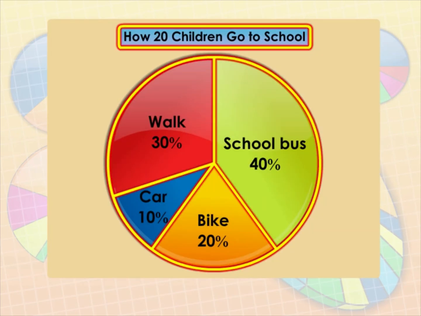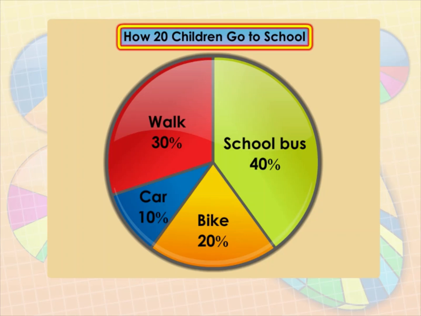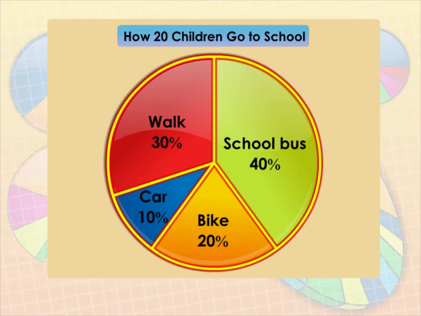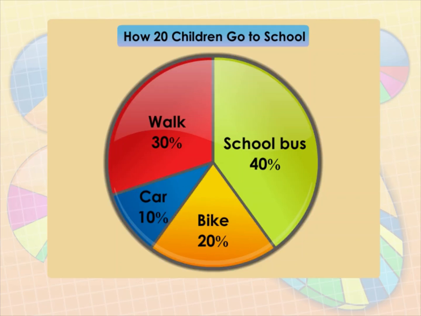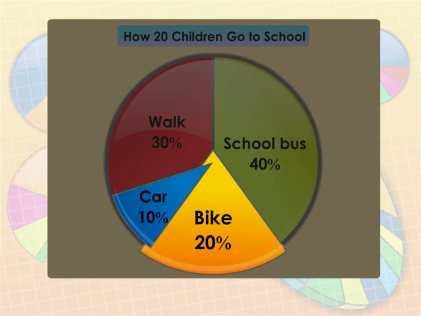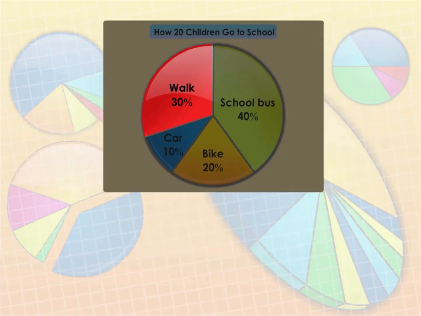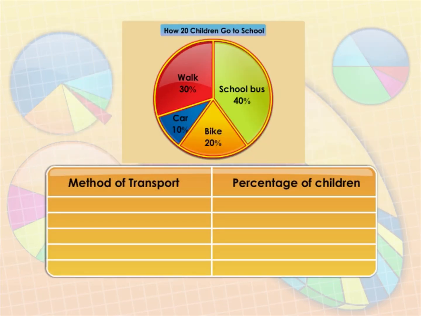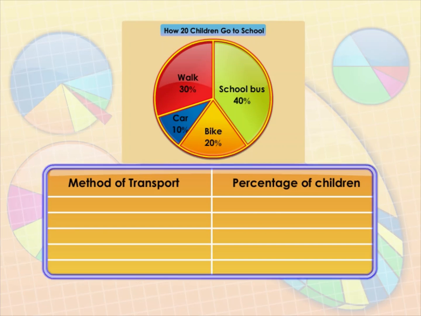What can you tell from this pie chart? This pie chart tells us how 20 children go to school. How many methods of transportation does this pie chart show? This pie chart is divided into 4 slices or parts, so it shows 4 methods of transportation: the school bus, bike, car, and walk. We can extract the information from the pie chart and write it in the table like this.